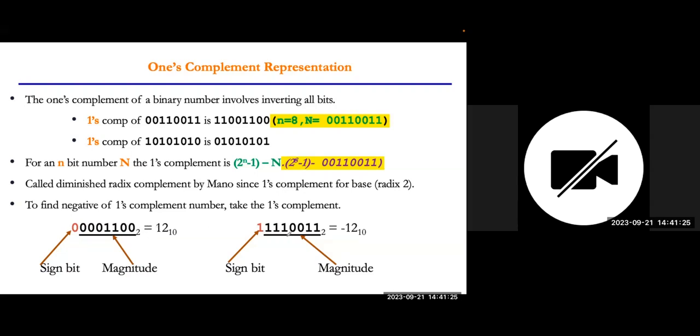But if it is a negative number, then the sign bit will be 1 and all the remaining bits will be complemented, ones complement. So 0 becomes 1, 0 becomes 1, 0 becomes 1, 1 becomes 0, 1 becomes 0, and so on. That will be the ones complement of your negative number. For a positive number, there is no difference between the signed magnitude representation and the ones complement representation. So the positive numbers are equivalent.